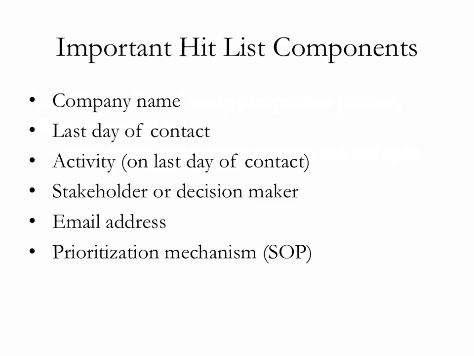This type of information is really important to take note of, and it'll just make it easier to manage the entire deal process. Who the specific stakeholder or decision maker is, and this can be multiple people at that company, that you're talking with, what their contact information is, and then lastly, what I call the prioritization mechanism.